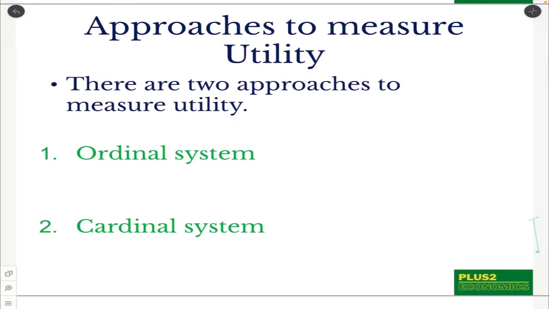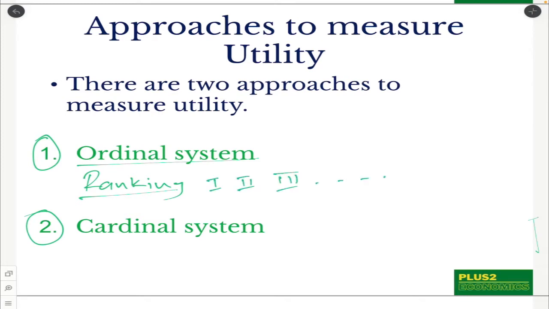Let's proceed ahead. Approaches to measure utility. See, there are two approaches using which we can measure utility. First one is the ordinal system. Second one is the cardinal system. These are the two approaches that are available. So what do we do in the ordinal system? In the ordinal system, we use the ranking method. So when we use the ranking method, we rank the commodities based on the utility that we have obtained from them. And the ranks would be rank 1, rank 2, rank 3, etc.